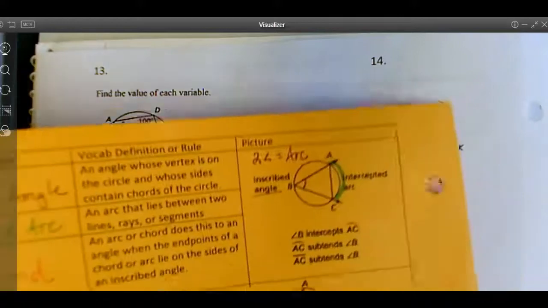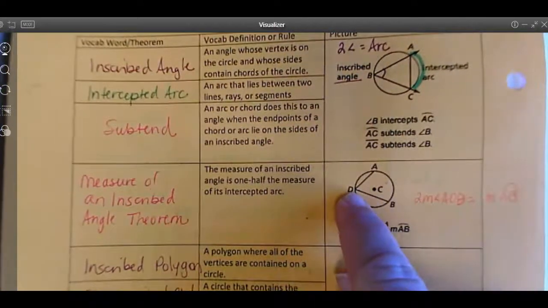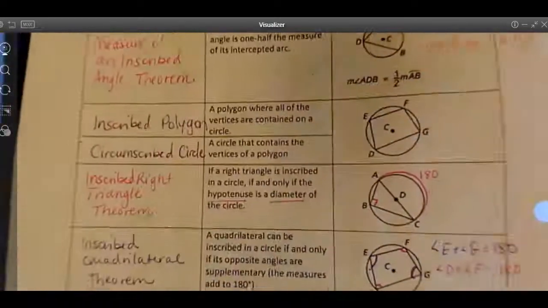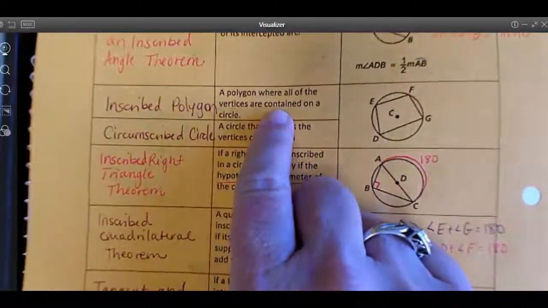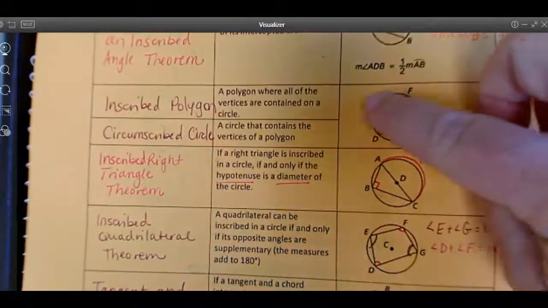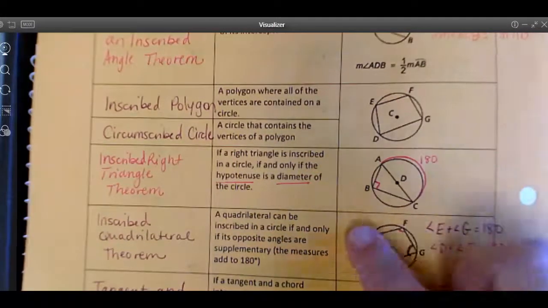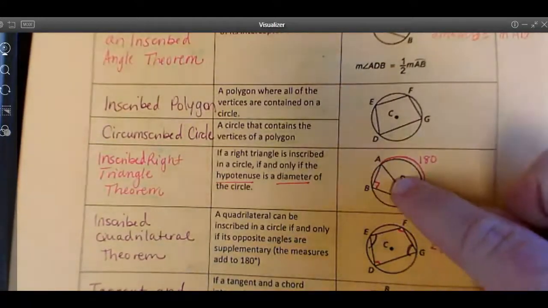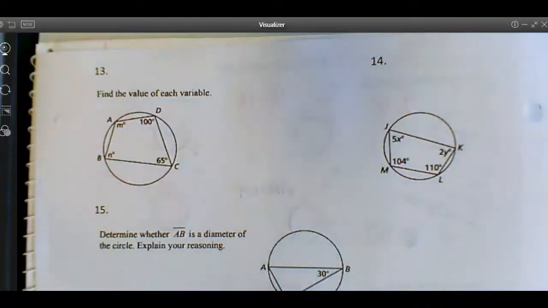So all the ones we just did were the ones talking about the angle and the intercepted arc and trying to look at the arc and the angle. Okay. Now we're looking at the polygons, and whenever you have an inscribed polygon, the angles across from each other have to be 180. Okay, and that's what this is saying. And if it's a triangle, then I know that that has to be the hypotenuse. Okay, so let's look at these questions and see how that relates to the problem.